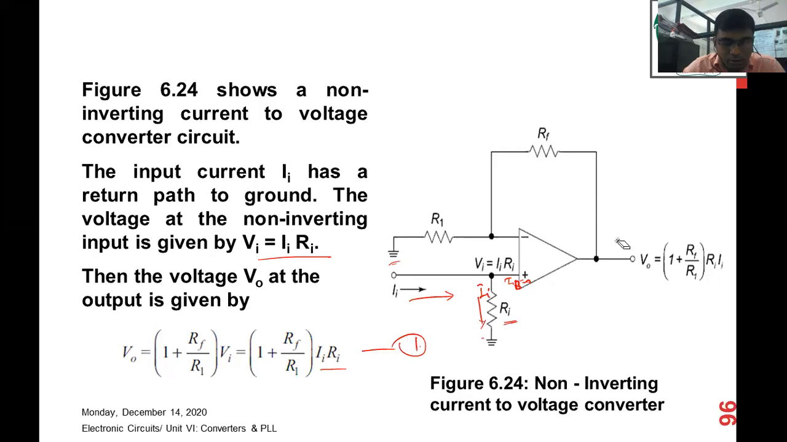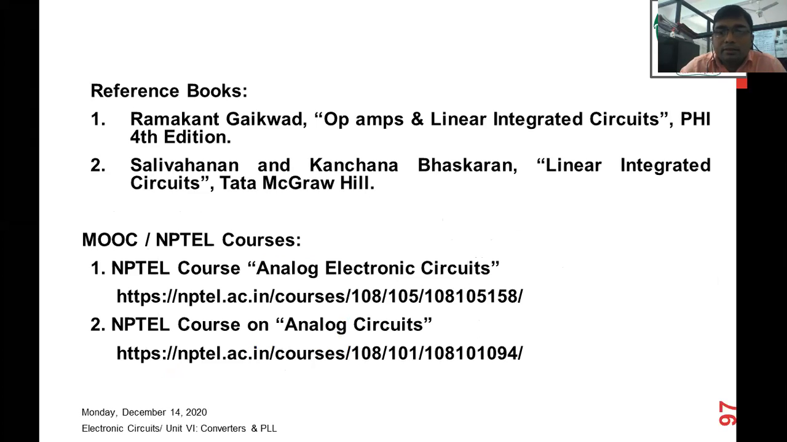So this is all about the V2I and I2V converters, and this is also all about unit number 6. These are some reference books you can refer to for learning this topic of converters. A very good book is Ramakant Gaikwad, for all op amp chapters, units 4, 5, and 6. It is a very simple and good book, Op-Amps and Linear Integrated Circuits. Another very good book is by Salivahan and Kanchana. It is also a good book.